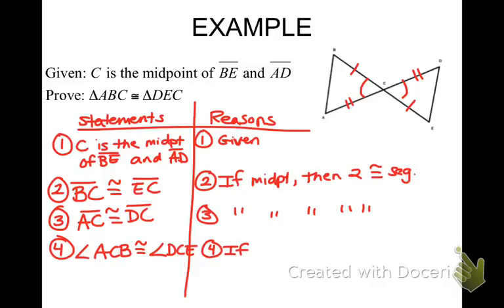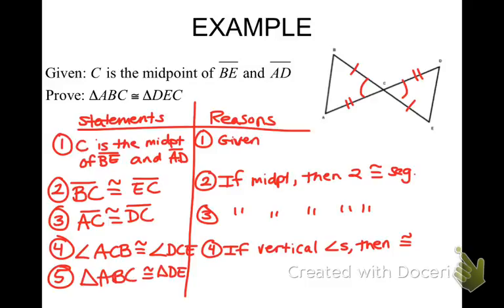Can someone give me an if-then statement for that? Good. If vertical angles, then congruent. You want to make sure that's on your blue sheet if it's not. Now do I have 3 corresponding congruent parts? Yep. So my last line is going to be the prove line with SAS. So triangle ABC is congruent to triangle DEC. Side, angle, side congruence. All right, we'll save the perpendicular bisector one for Thursday.